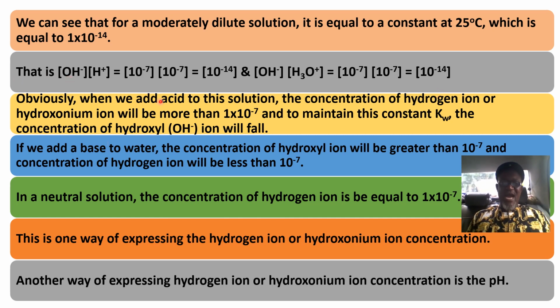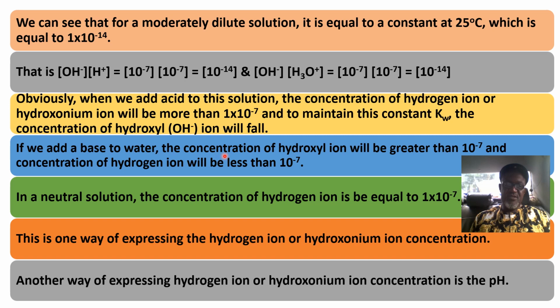Obviously, when we add acid to this solution, the concentration of hydrogen ion or hydronium ion will be more than this. It will increase. To maintain this constant Kw, the concentration of hydroxyl ion will fall. I hope you understand that. Because the concentration of this is minus 7, which gives minus 14. So if this one increases, this one must reduce for it to be equal to this. The same way, if we add a base, the hydroxyl concentration will increase. Therefore, this will also reduce to be equal to this.